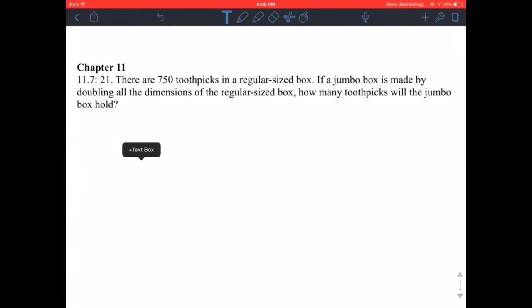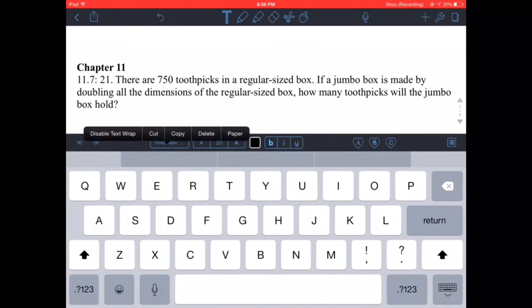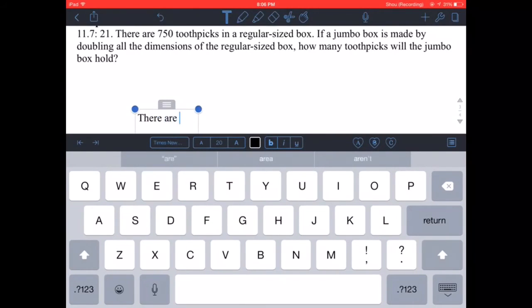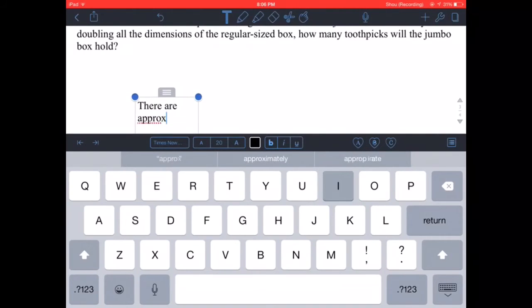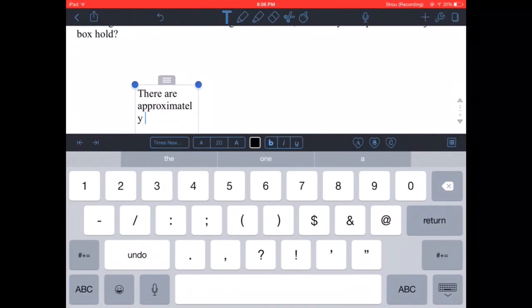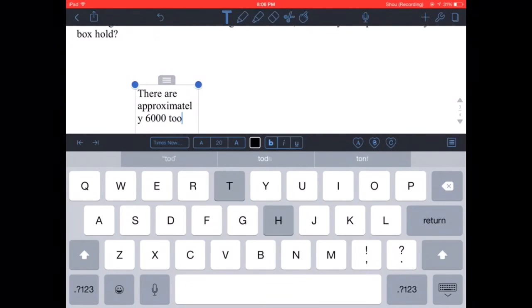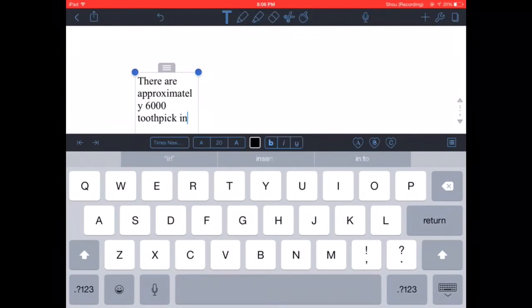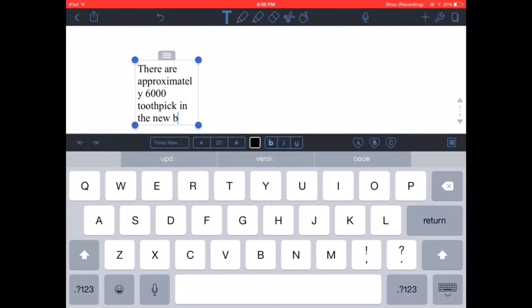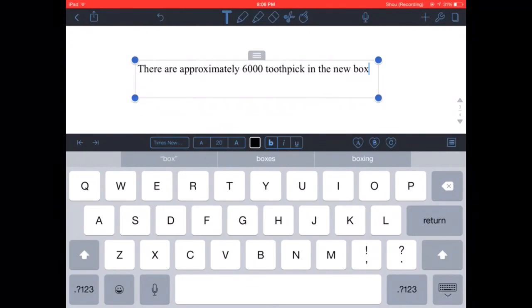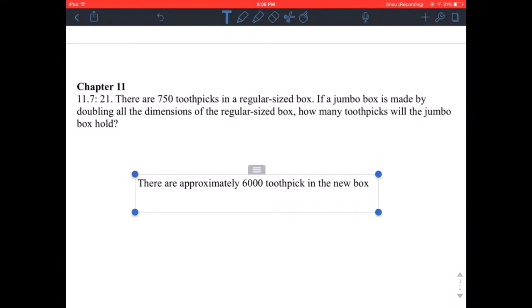So let's get started. We write, there are approximately 6,000 toothpicks in the new box. And there you go. There's your answer. There are approximately 6,000 toothpicks in the new box.